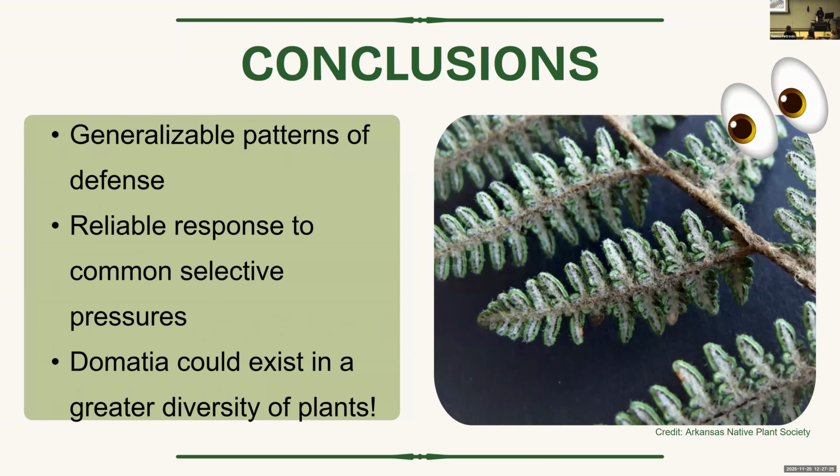This also means that these evolutionary patterns of defense are more generalizable than maybe previously believed when they were only in the angiosperm clade. It also means that Domatia and this Domatia-mite relationship is a reliable response to these broad, common selective pressures, even among distantly related lineages. It also means that Domatia could exist in a greater diversity of plants. We just haven't found them yet. This photo on the right here is of the hairy lip fern. I think there could be mites in there.